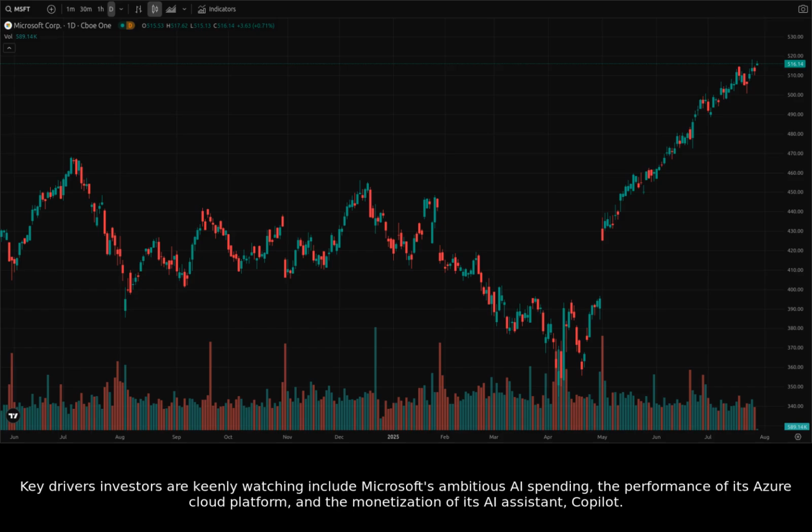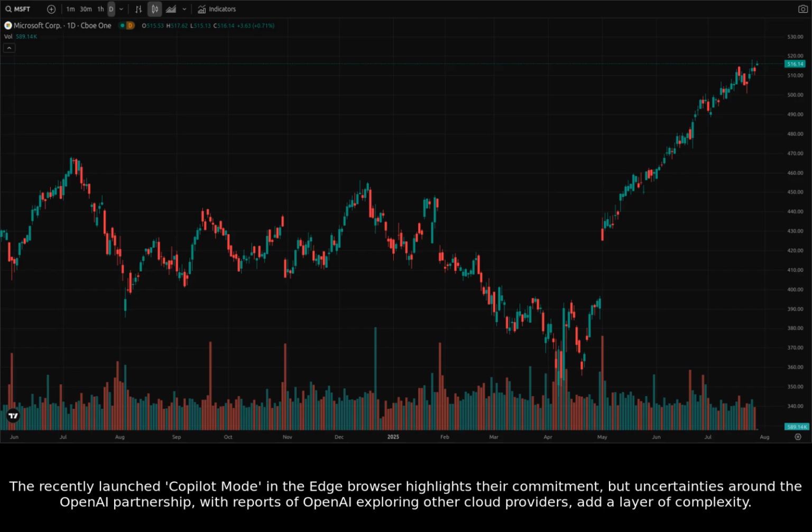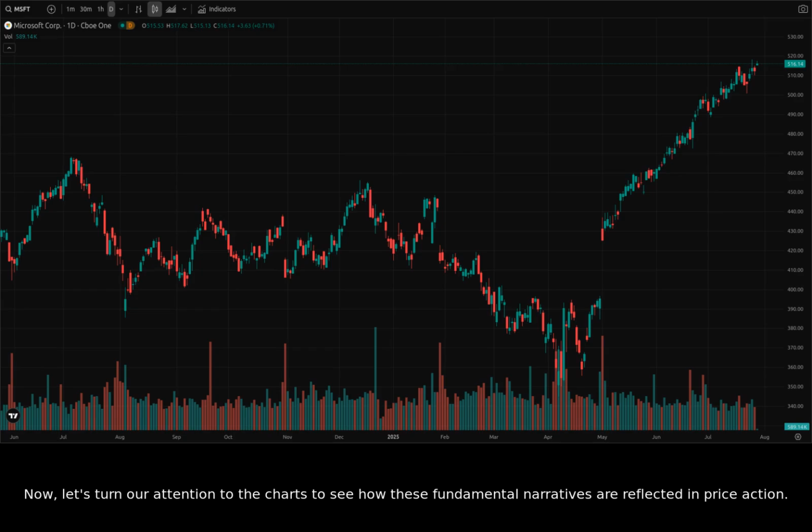Key drivers investors are keenly watching include Microsoft's ambitious AI spending, the performance of its Azure cloud platform, and the monetization of its AI assistant, Copilot. The recently launched Copilot mode in the Edge browser highlights their commitment, but uncertainties around the OpenAI partnership, with reports of OpenAI exploring other cloud providers, add a layer of complexity. Now, let's turn our attention to the charts to see how these fundamental narratives are reflected in price action.